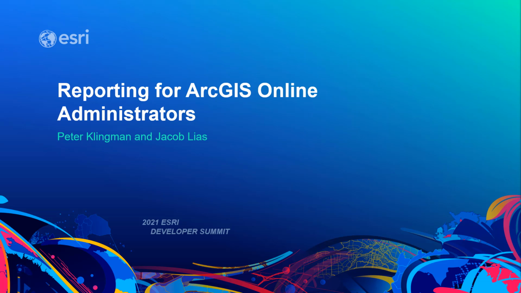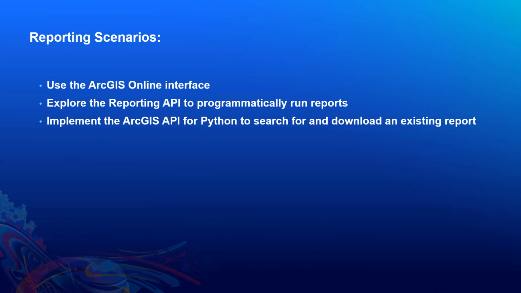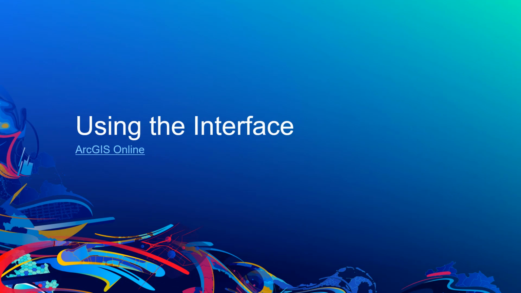Administrative reports were first introduced to ArcGIS Online back in 2020, and today, Peter and I are going to walk you through the following scenarios. First, we're going to use the ArcGIS Online interface to explore some of the different administrative reports. After that, we're going to explore the reporting API to programmatically run reports. And then finally, we're going to implement the ArcGIS API for Python to search for and download an existing report. So let's jump into using the interface.